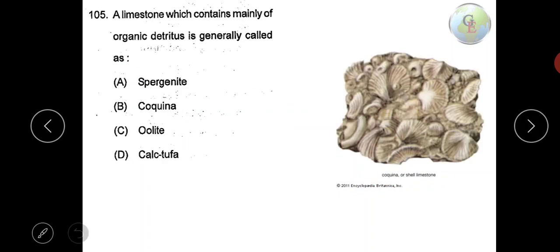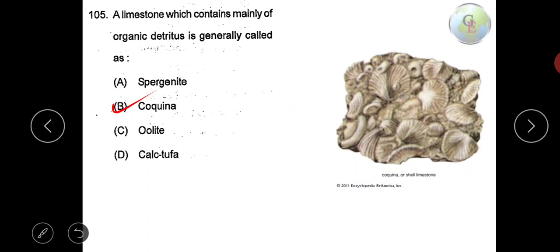Next question: a limestone which contains mainly organic detritus is generally called as: first option, sparrite; second option, coquina; third option, oolite; and fourth option, calc tufa. Here the answer will be coquina.